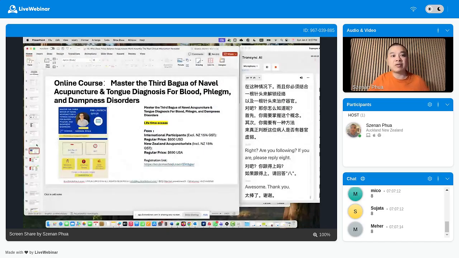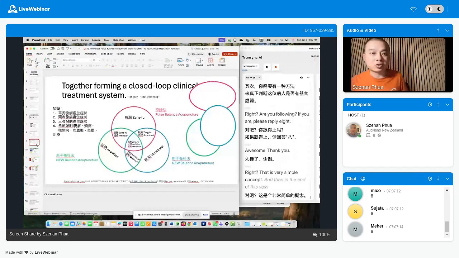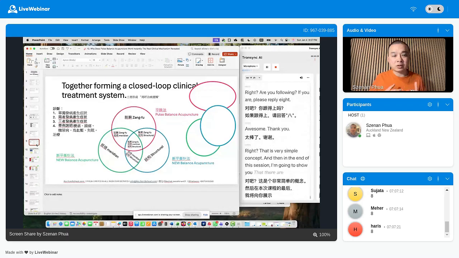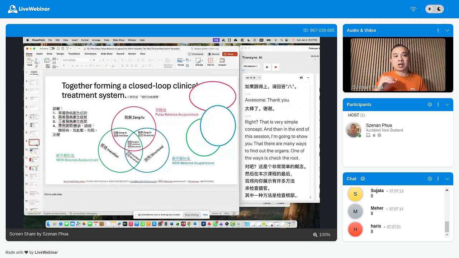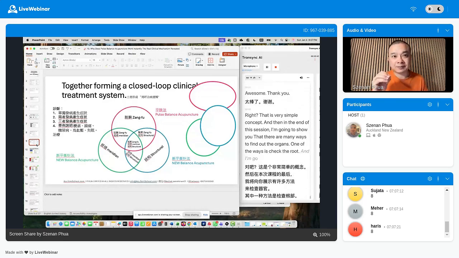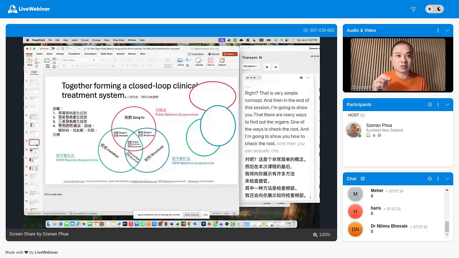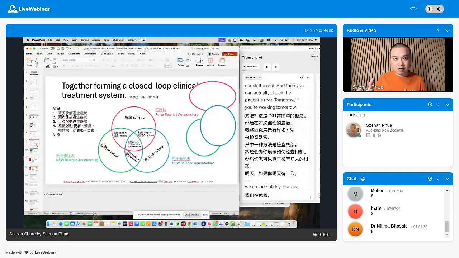Right, that is a very simple concept. And then in the end of the sessions, I'm going to show you that there are many ways to find out about the organs. One of the ways is to check the root. And I'm going to show you how to check the root. And then you can actually check the patient's root tomorrow. If you're working tomorrow, we're on holiday for 2 weeks. So you can check the organs.